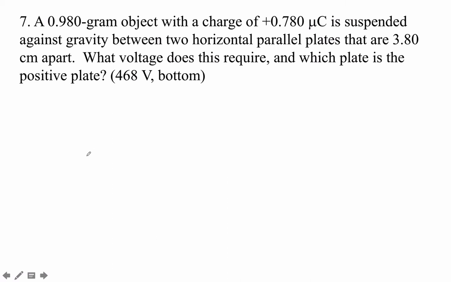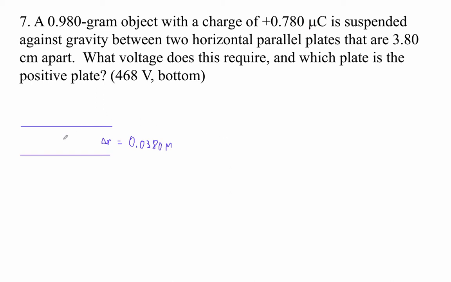All right, let's take a look at this. A 0.980 gram object with a charge of 0.78 microcoulombs is positive, suspended against gravity between two horizontal plates. Let's draw a picture of that. There it is, right? And they're 3.8 centimeters apart, so this distance, this delta R, is 0.0380 meters. And we know the mass, right?